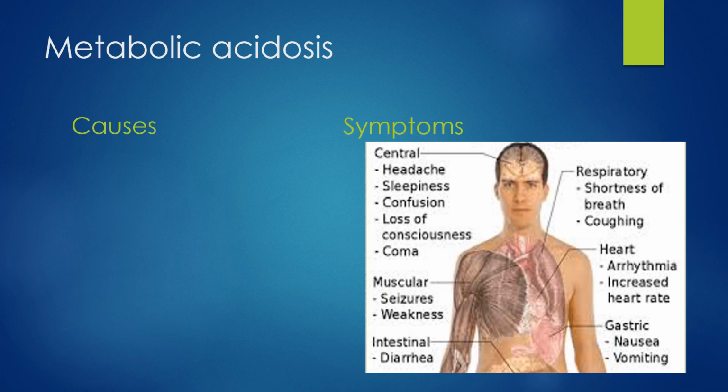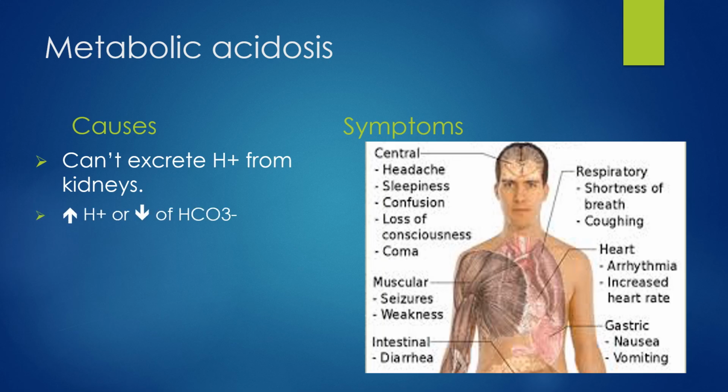So now if you've determined based off lab work that a patient has metabolic acidosis, now it's important to figure out the cause. And there's basically two underlying physiologies. Either they can't excrete hydrogen ion from the kidneys, or they have high hydrogen ion or decreased bicarbonate. And then on the right-hand side are the common symptoms with metabolic acidosis, which you can read through.